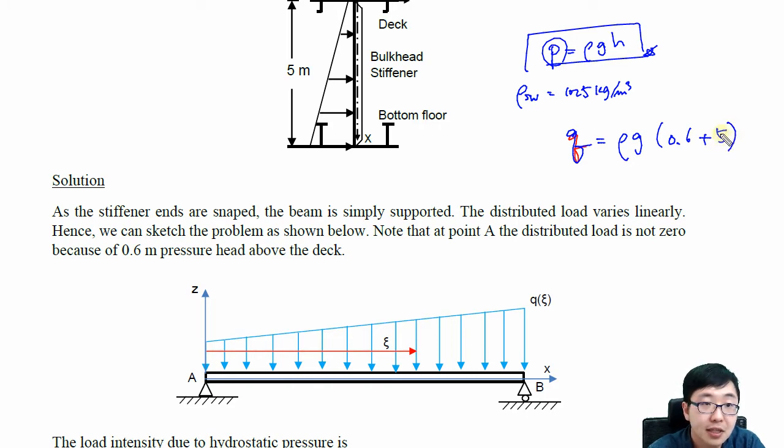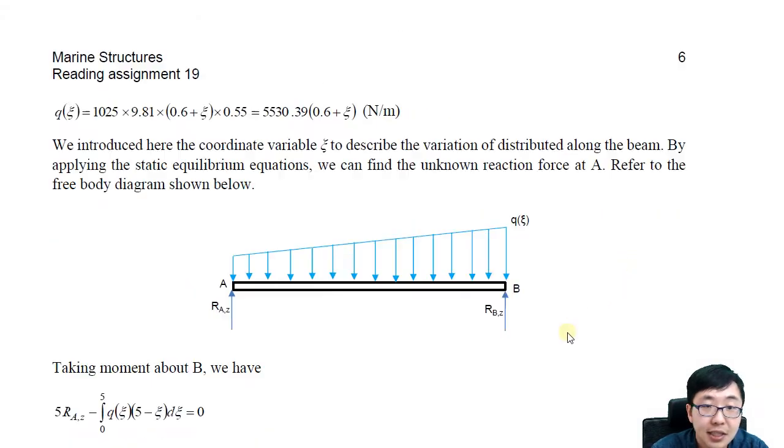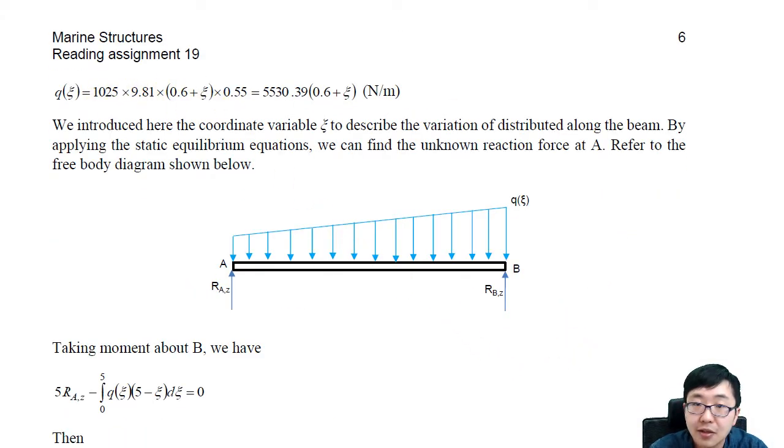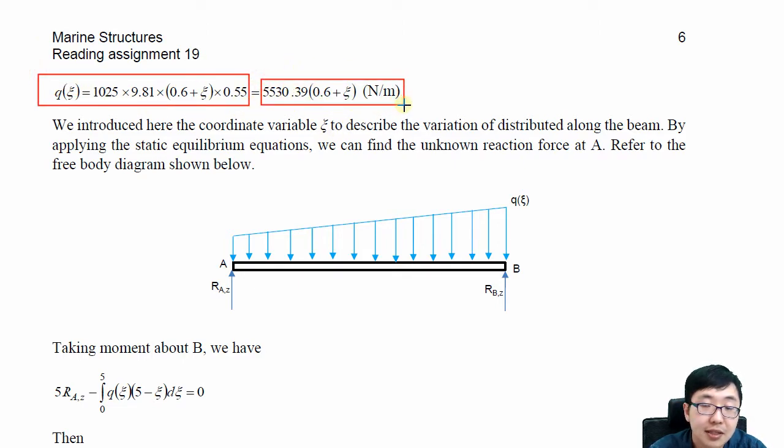Oh, sorry, this should be considered as this, right? And we need to multiply by the spacing, that was 550 millimeter. Please don't forget, right? So based on this, you can see here we can understand what that is, and this expresses the applied lateral pressure. You know what I'm saying?